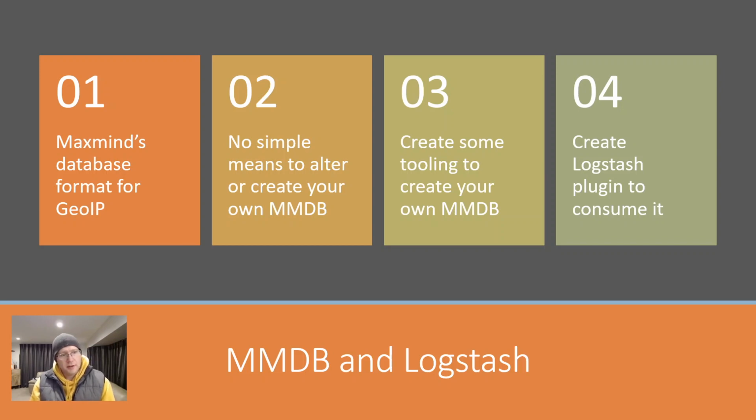However, that only takes us to the point where we've got a custom MaxMind database. So we need something that will take that information, consume that, and use that to enrich the logs, the events that are passing through Logstash. This is very much like the Logstash filter GeoIP.